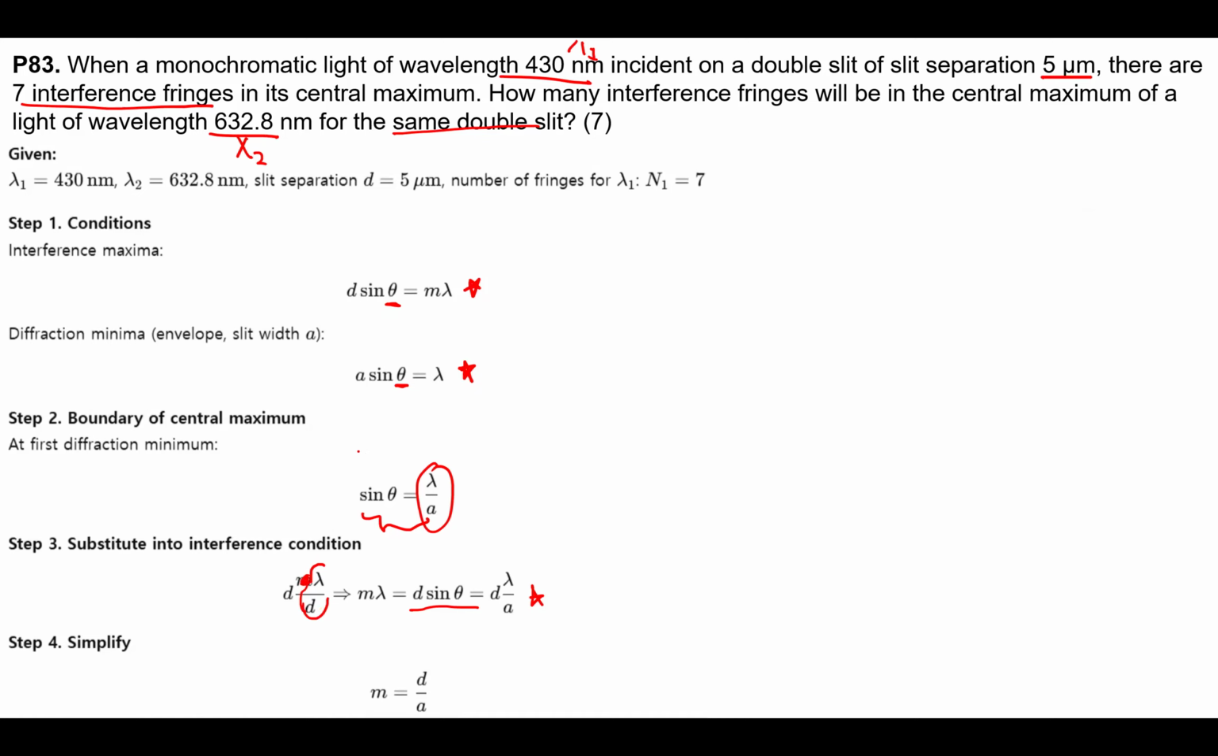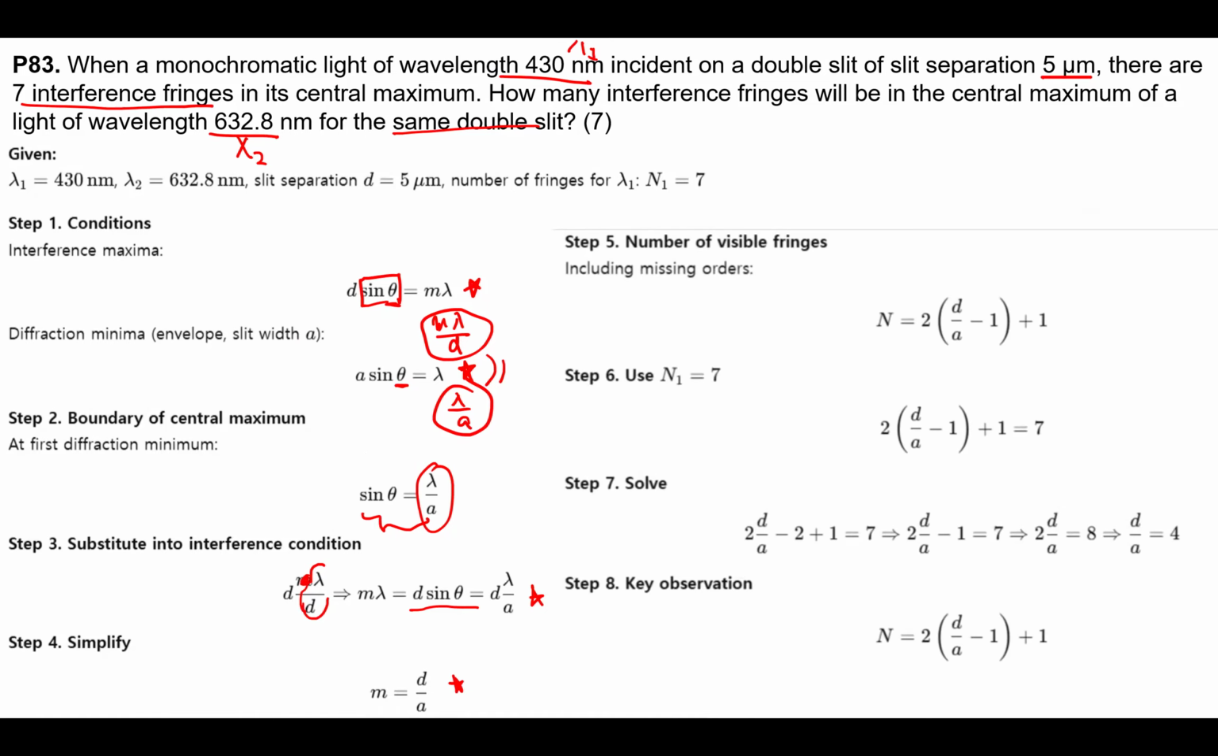Oh yeah, I'm sorry. Sine theta is given by m lambda over d, and sine theta is also given by lambda over a. So these two should be equal, and as a result, you get m equals d over a.